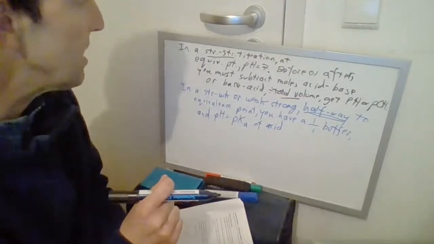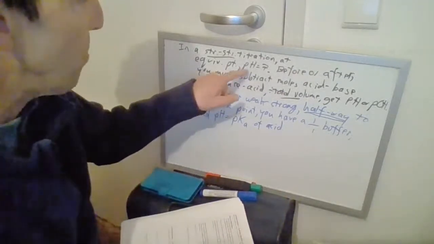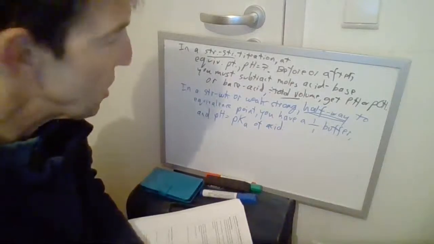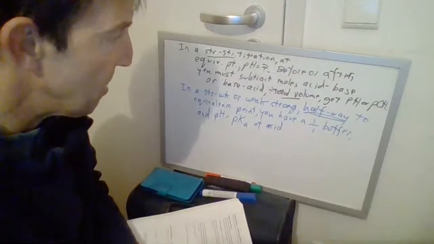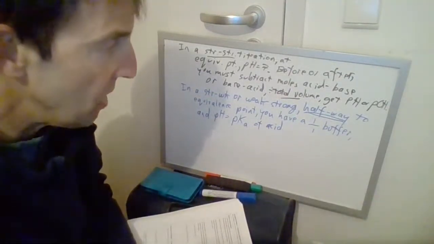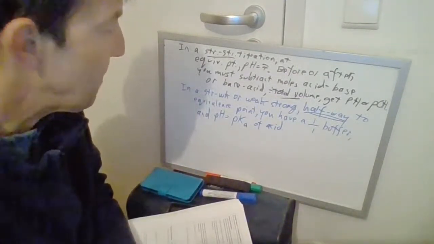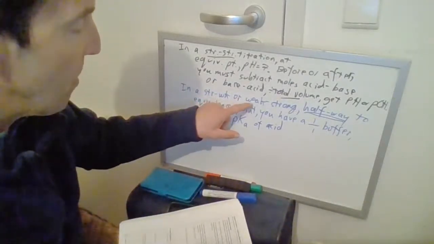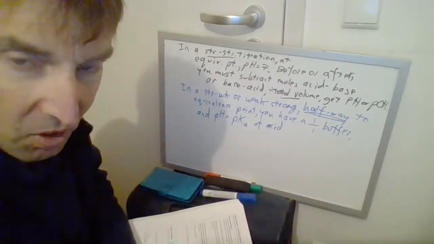Okay, so the top says, in a strong acid, strong base titration, at the equivalence point, the pH is 7. Before or after the equivalence point, you must subtract the moles of acid minus base, or base minus acid, depending which is bigger, divide by the total volume to get the concentration, and then get the pH or pOH. If it's a strong acid, weak base, or weak acid, strong base, then it's another game entirely.